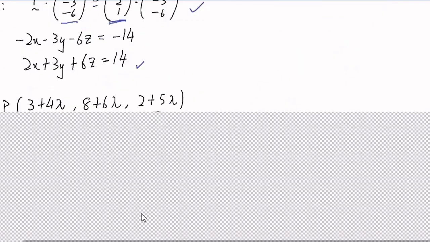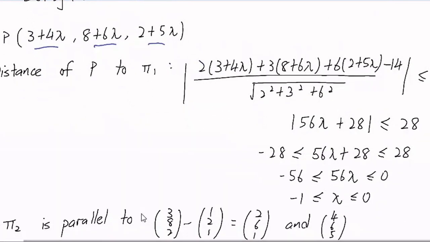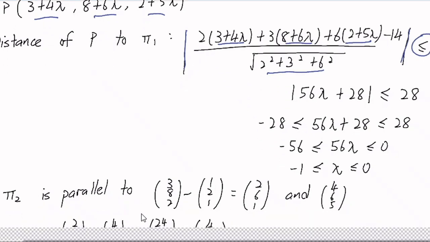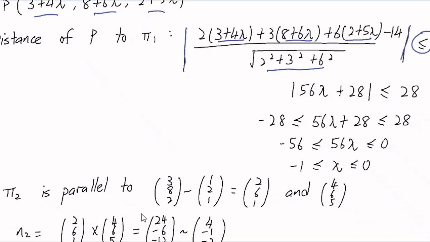The plane is given in this form, right? So we just substitute the x, y, z into the equation of the plane and divide by the magnitude of the normal, because here they want the distance to be less than or equal to 4. But whenever we want to find a distance, we always have to include the modulus. Once we simplify everything, it gives quite a nice result: the modulus of 56 lambda plus 28 is less than or equal to 28.